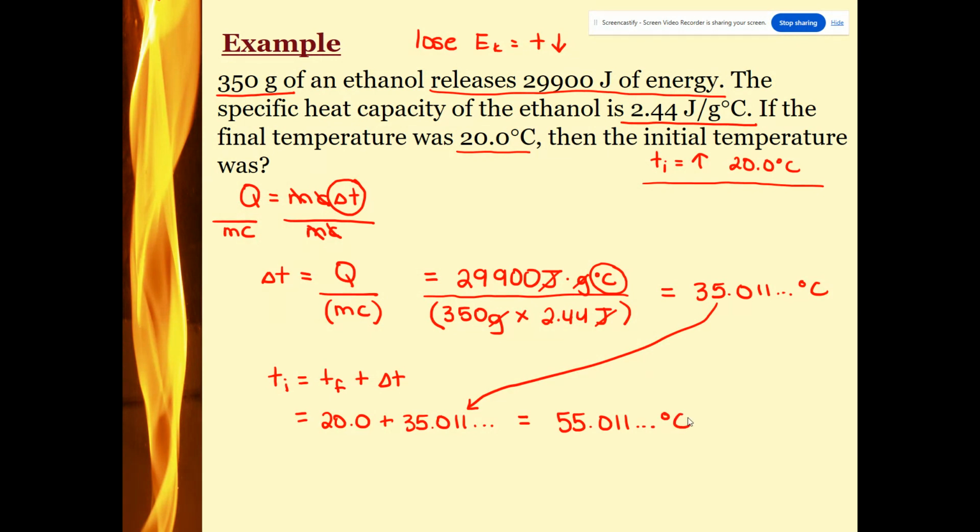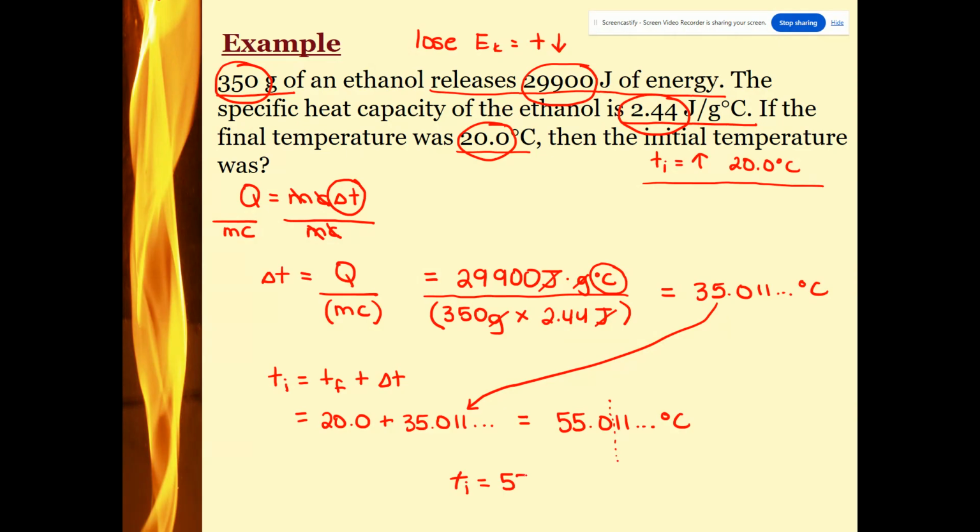Now, this is our final answer. We just have to round it to sig digs. So I have 3 total digits in my mass, 3 in my temperature, 3 in my specific heat capacity, and 5 in my energy. I go with the lowest, which is 3. Remember, for sig digs, all digits count except for leading zeros. So if I can keep 3 digits, I'm going to cut it off right there, which again does not cut off a decimal, so I don't need to put it into scientific notation.